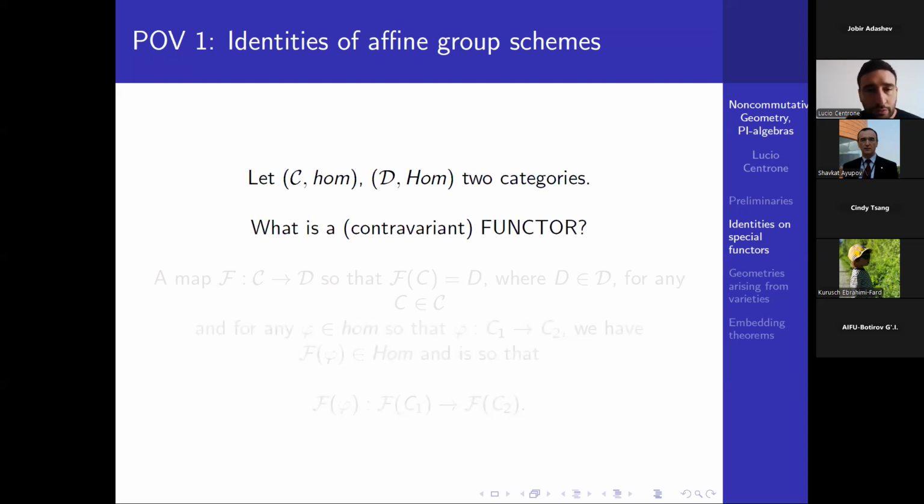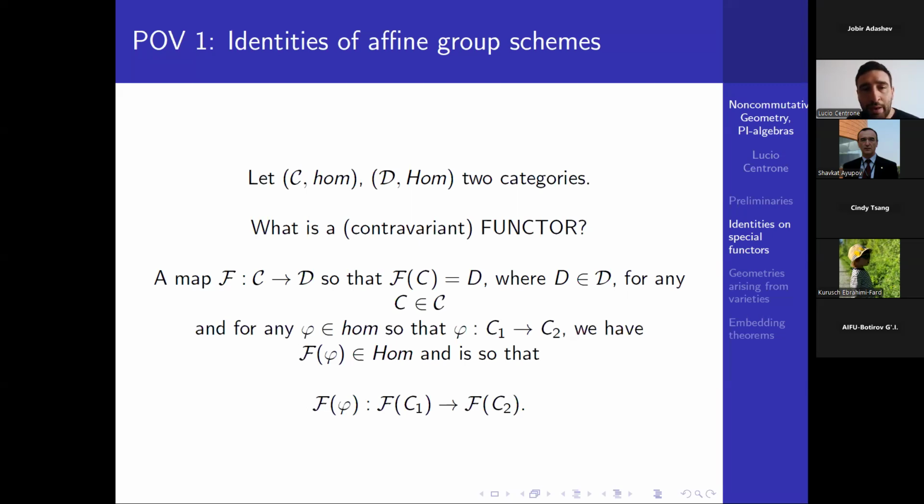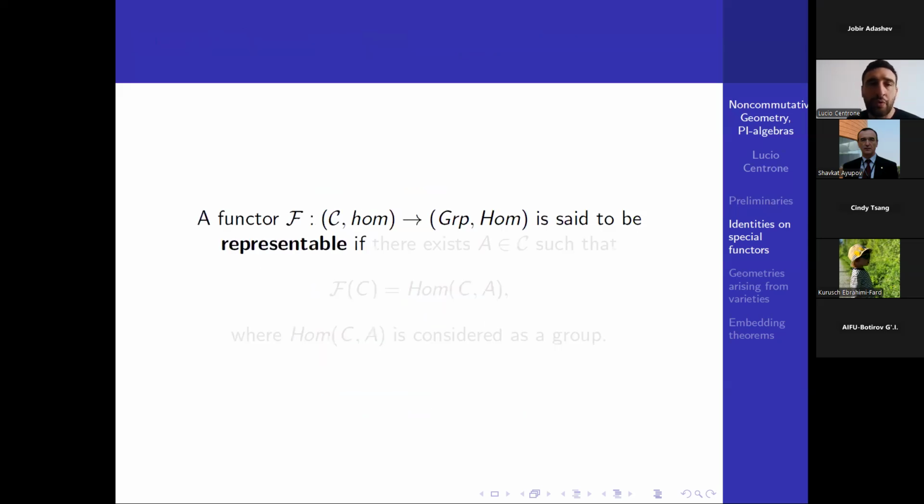Well, just to recall what a contravariant functor is: a map from the first category, sending the objects of the first one to the second one, and of course, mapping all the homomorphisms from the first category to the homomorphisms of the second one. So this is what we call a functor.